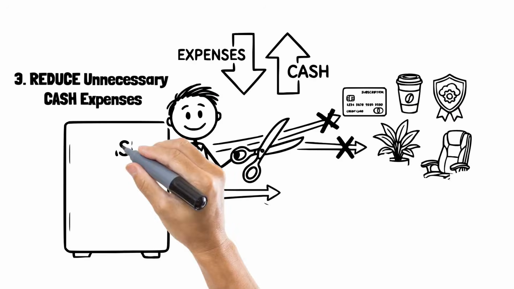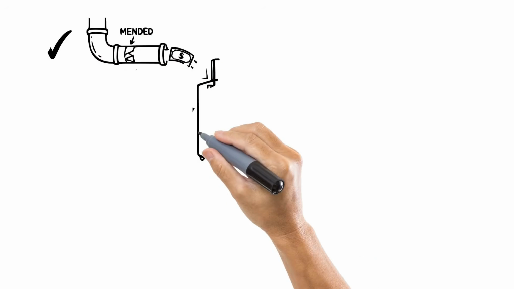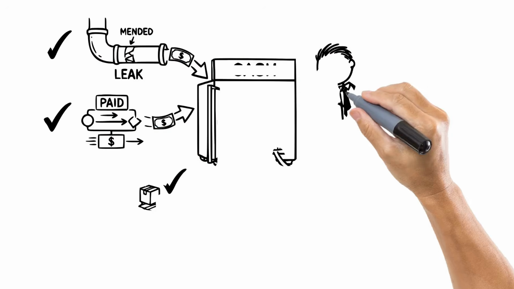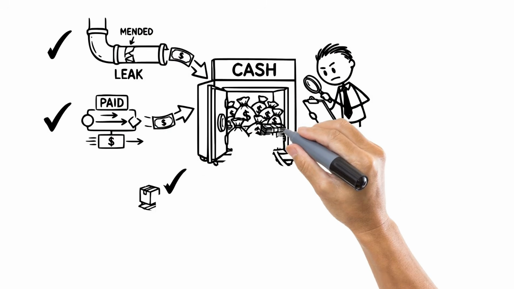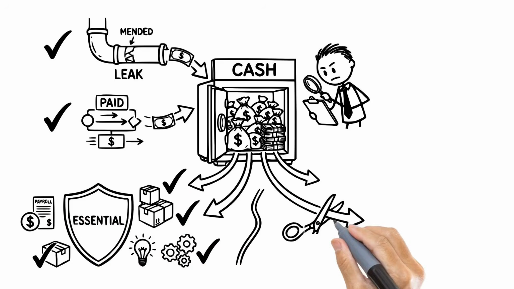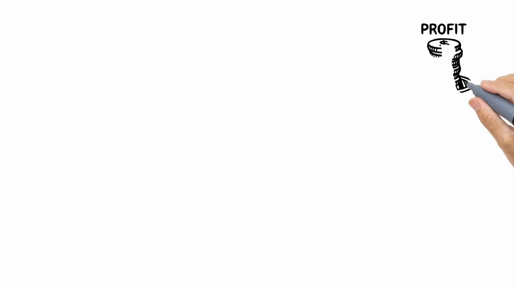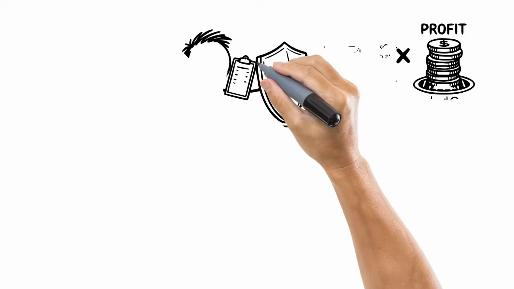Number 3. Reduce unnecessary cash expenses. Once you have identified cash leaks and improved the speed of customer payments, the next step is controlling the money that continues leaving the business. Reducing expenses does not mean cutting everything possible. It means spending every dollar with purpose.